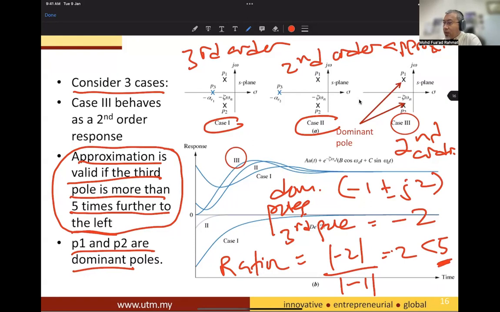Do you understand what I say? In this case, this one is purely third order. This one is a second order approximation, even though it is third order, because the third pole is far away from the imaginary axis. And this one is definitely second order because there is no third pole.